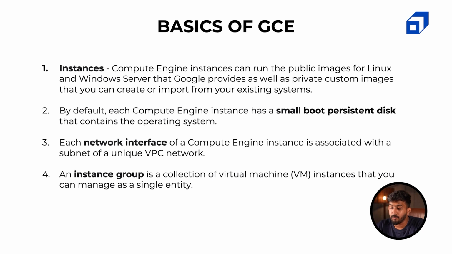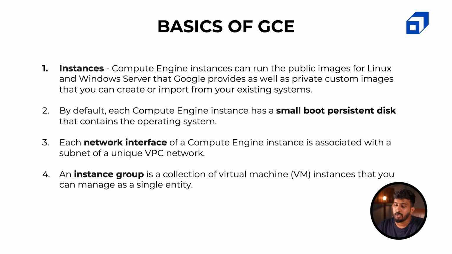Next comes the network interface. So first, an instance is the virtual machine itself. The virtual machine will have a storage attached to it. Without the storage, you can't run the operating system. And finally, there is something called a network interface. A network interface is basically attached to a subnet of a unique VPC network. VPC stands for Virtual Private Cloud. It's a separate service in GCP that we'll look into in a later part of this series.